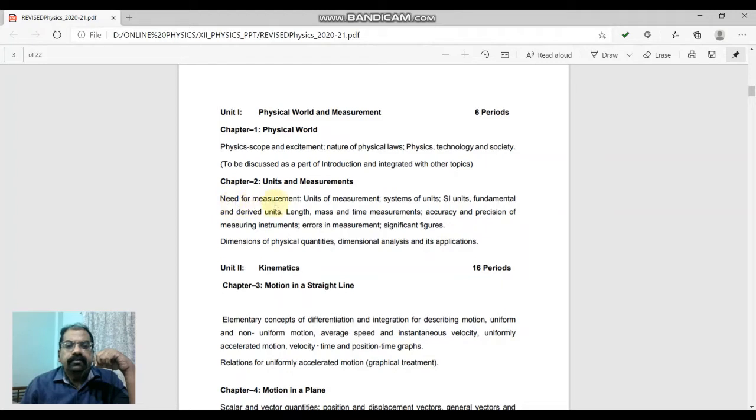First, the need for measurement. I had given a video, please check in the classroom. Then units of measurement, system of units, SI units, fundamental and derived units. We will try to discuss about these small topics, right?